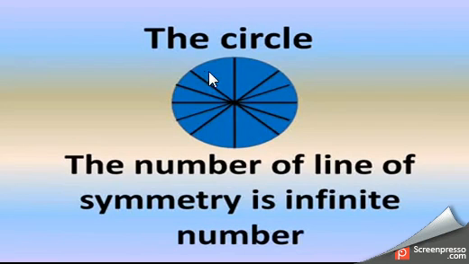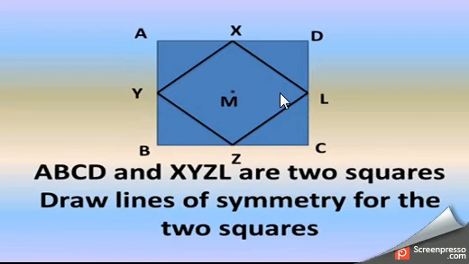Now we'll take the circle. The number of lines of symmetry of the circle is infinite. Why, mister? When I draw a line passing through the center, it divides the circle into equal parts, and this line, and this line, and this line. Any line I draw passing through the center of the circle becomes a line of symmetry, so the number of lines of symmetry of the circle is infinite. Attention with me, infinite.